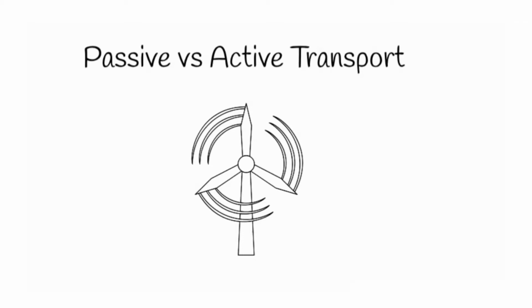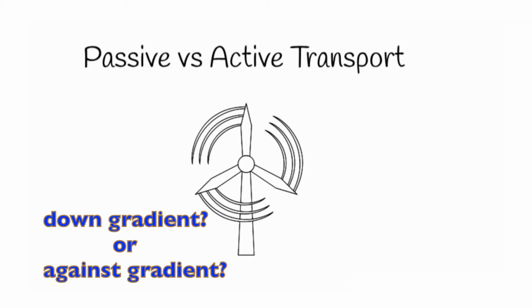One, are entities, whether we're talking about ions or molecules, moving down their gradients or against their gradients? If entities are moving down their gradients, it is going to be what we refer to as passive transport. If entities are moving against their gradients, it is what we know as active transport, and that is going to require energy.